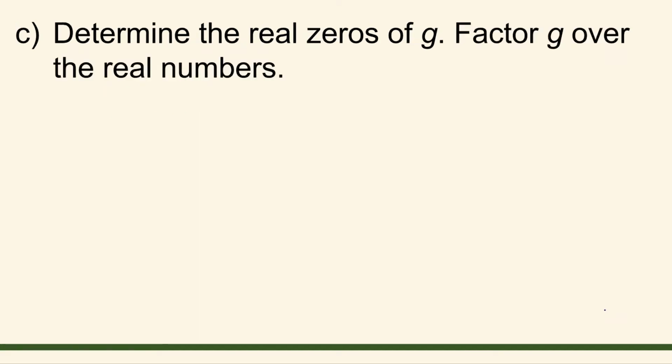Part C. Determine the real zeros of function g. Factor g over the real numbers. We can find the rational zeros of function g by using the fact that if r is a zero of g, then g of r must equal 0. That is, we will evaluate the function for different values from our p over q list, hoping to get g of that value to equal 0.